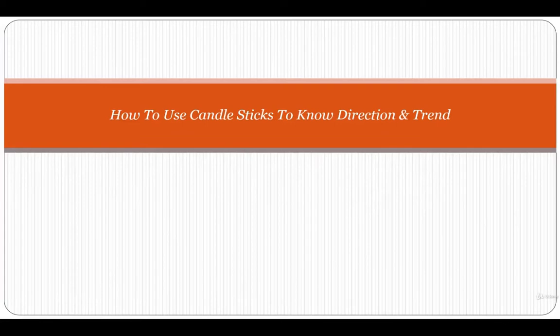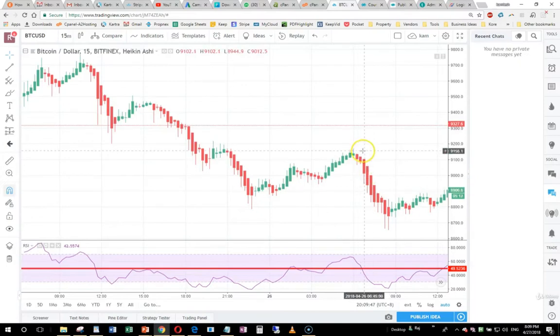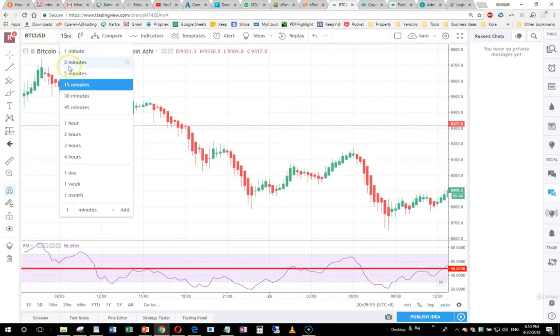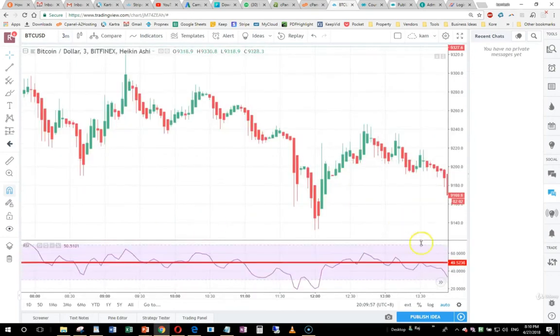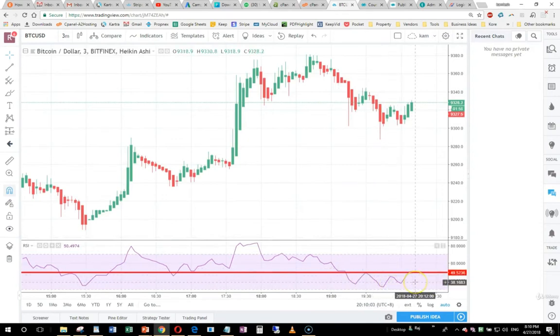And that is what we wanted to know. I want to know the direction and trend based on candlesticks. So when you don't see any wick on the upper side, the direction is confirmed on a 15-minute chart. Then I go to a 3-minute chart, see what's happening right now and place my trade based on that, and use RSI to give me a double confirmation before I place my trade.